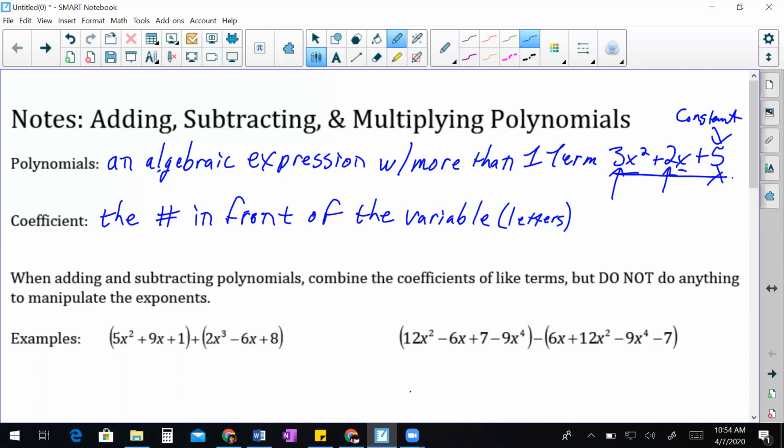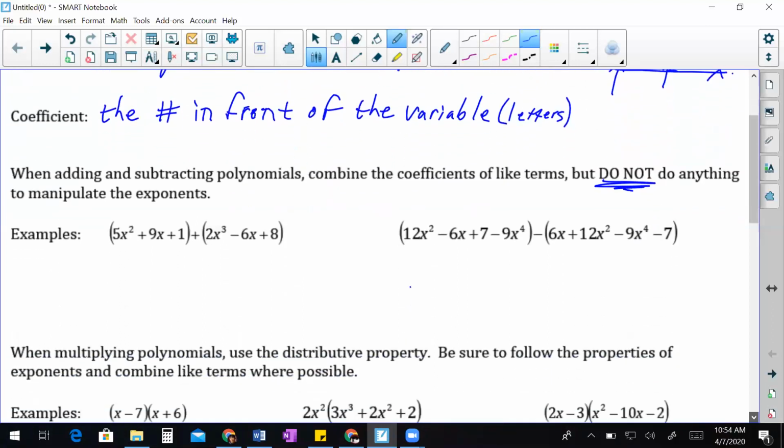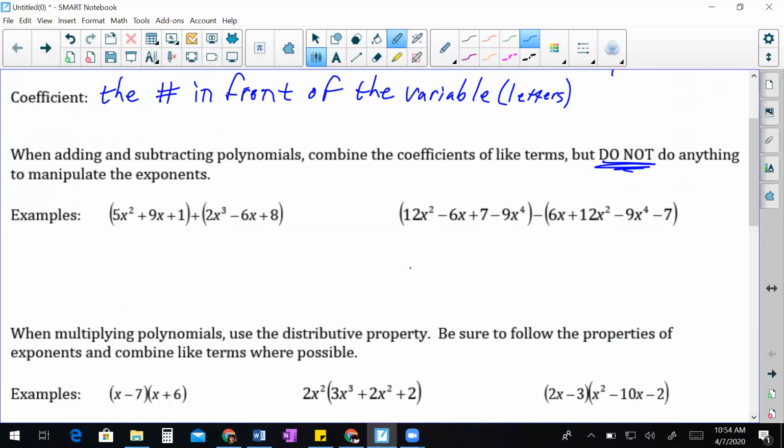All right. So when adding and subtracting polynomials, combine coefficients of like terms, but do not do anything to manipulate the exponents. Remember, when we're adding and subtracting numbers with exponents, the exponents are just part of the number that makes the like term, right? So we can combine x squared with x squared, x to the fourth with x to the fourth, x's with x's. I know we just did a whole unit on exponents and how to combine and manipulate them, but right now we're just adding and subtracting, so you don't need to mess with the exponents other than just to add their coefficients together.